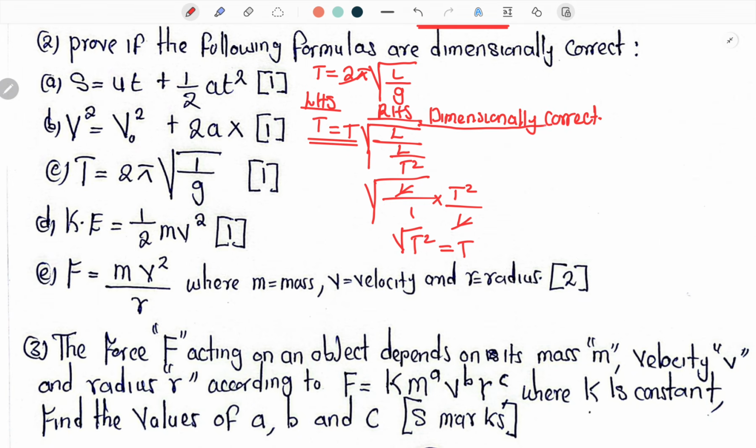Dimensionally correct. And that is how you get this particular question correct.